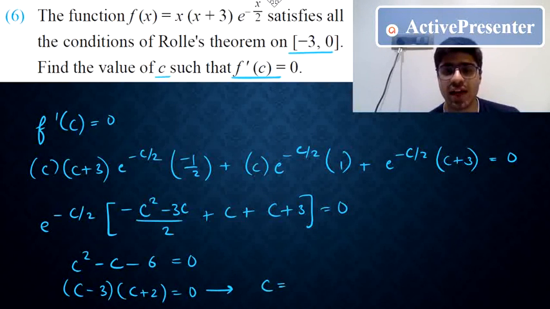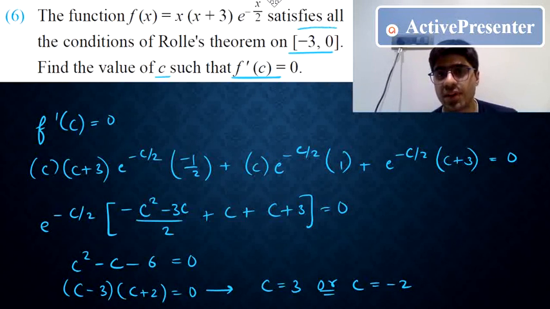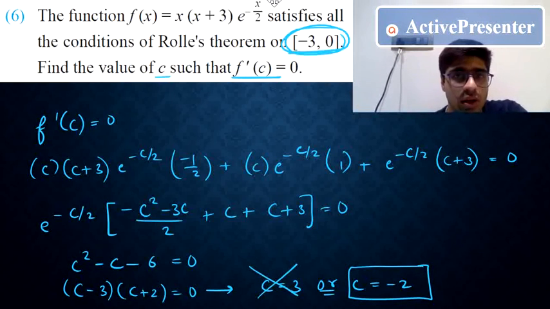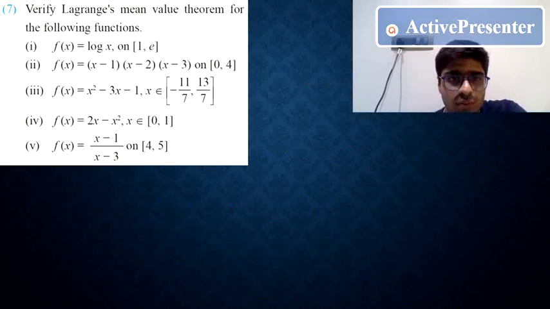So this tells you that the value of c will either be equal to 3 or c will be equal to minus 2. But the Rolle's theorem has been satisfied in the interval minus 3 to 0. So you will take only that value of c which belongs to the given interval, which is minus 2. And you will discard the value c equal to 3 because, like I said, it does not belong to the given interval. So the value of c is going to be minus 2 for the sixth question.